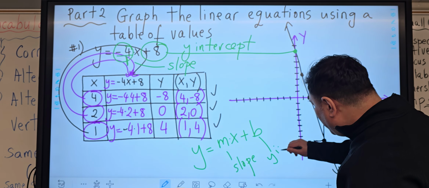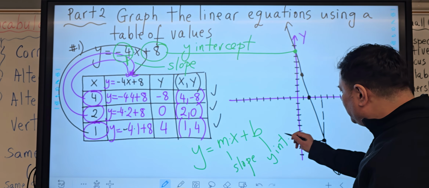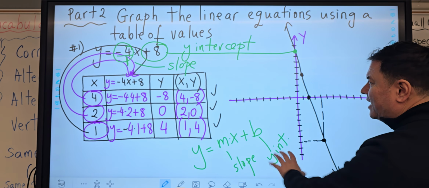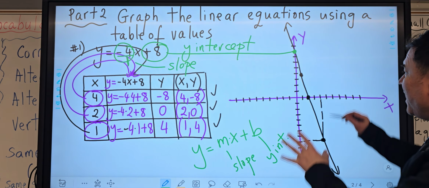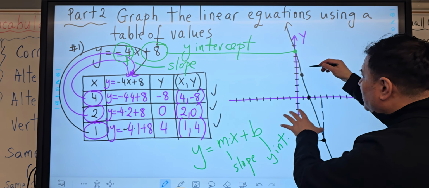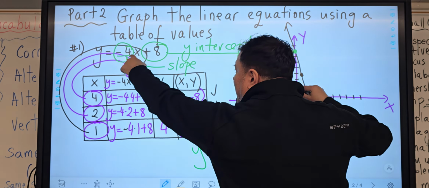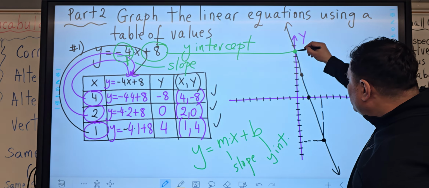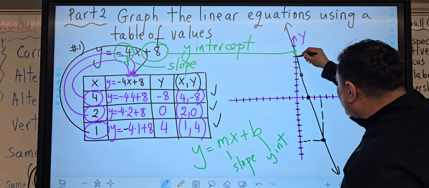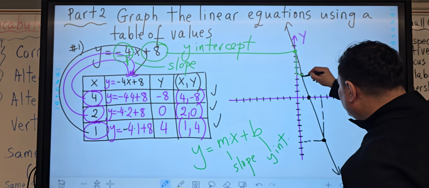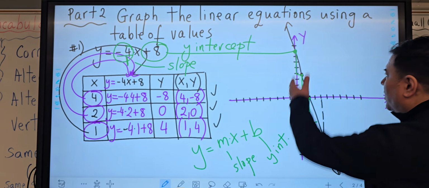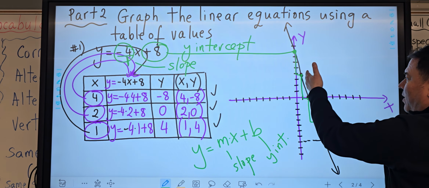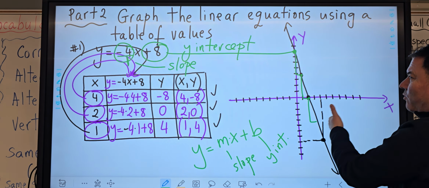This is the y-intercept, the b. So the y-intercept is positive 8. And if you look at this problem, since the slope is -4 over 1, so the rise, -4 over 1, and so forth, -4 over 1, and so forth.